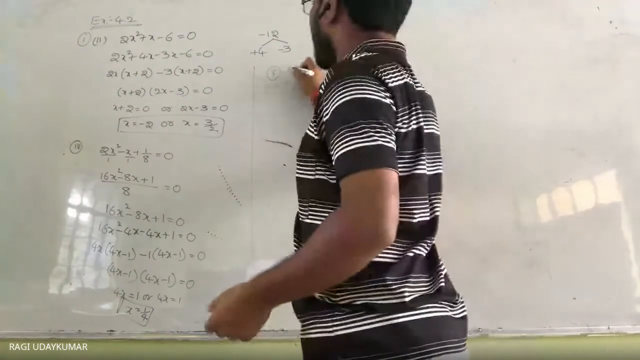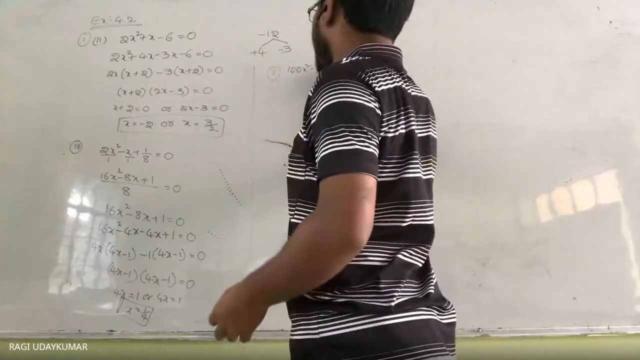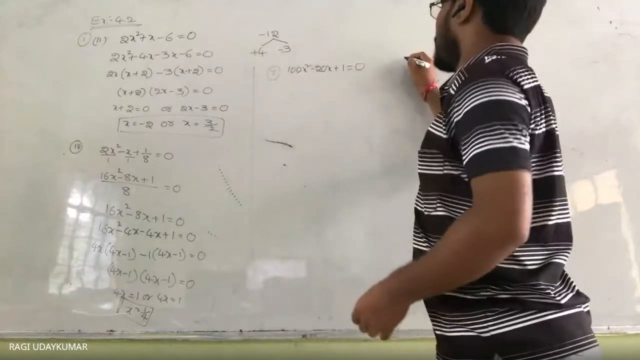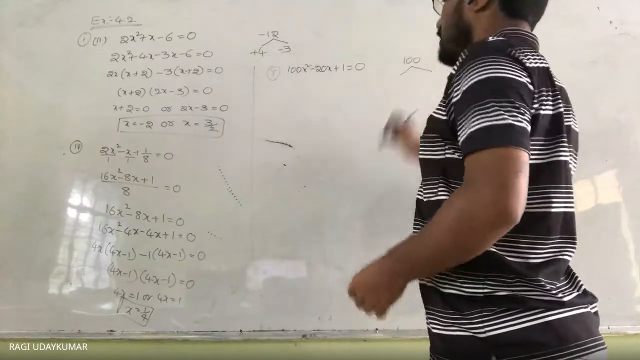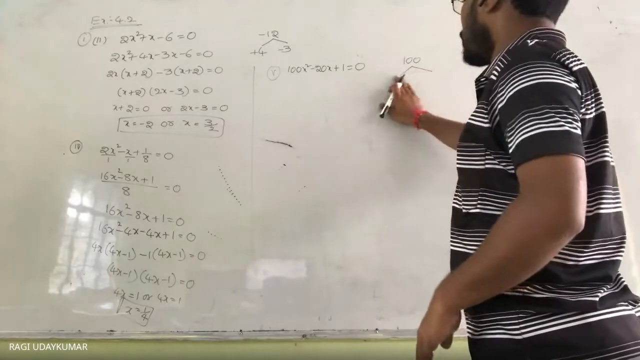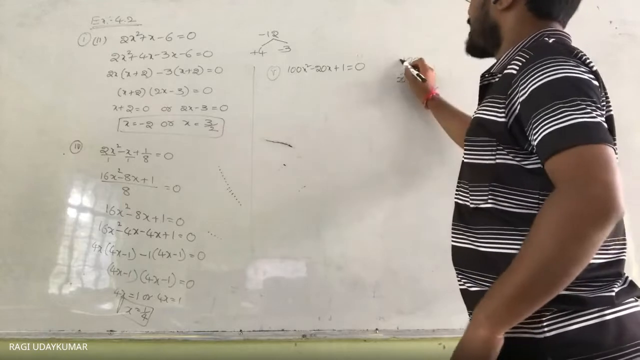Coming to the fifth problem. Here it is given that 100x square minus 20x plus 1 is equals to 0. 100 ones are 100. So 100. 10 tens are 100. 25 fours are 100. But 25 fours are 100 should not be taken. If you take 25 fours are 100, so plus 100 you are getting.